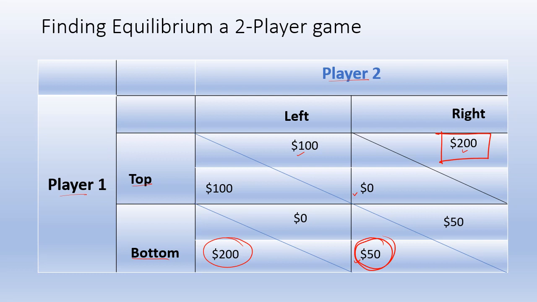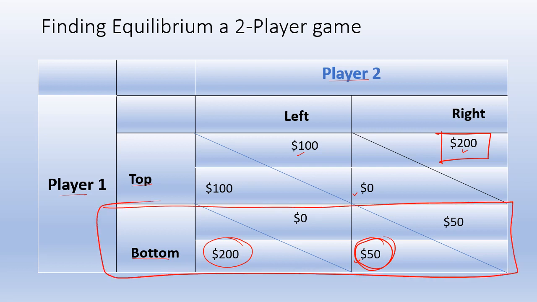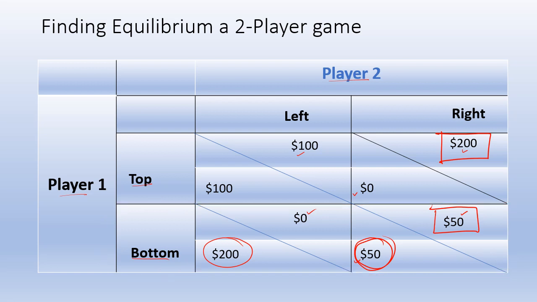Similarly, what should player 2 do if player 1 played the bottom strategy? If player 1 played bottom, the game would be stuck on this bottom row. And on this bottom row, we can see 50 is better than 0 for player 2. So circle this 50, and player 2 therefore should play right strategy. So now, after you circled the numbers for each player, just find the cell where both numbers have been circled.